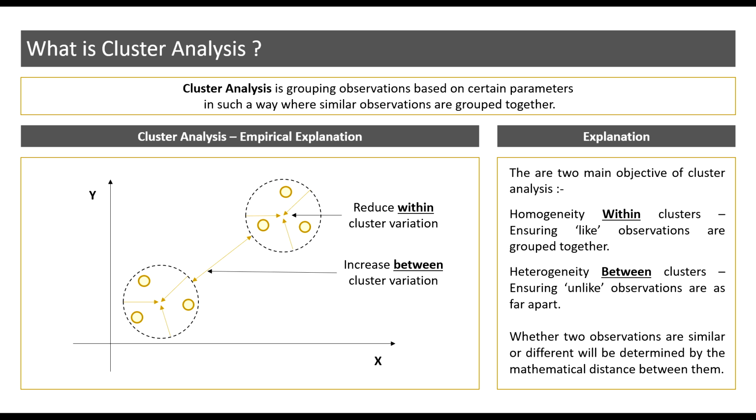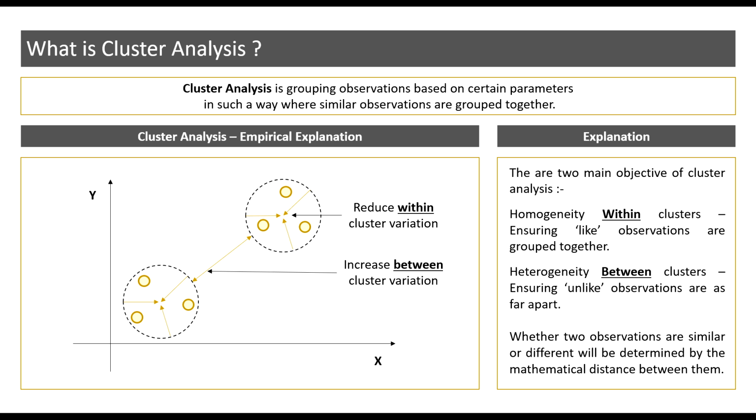Now, between cluster variation means that we are ensuring that there is heterogeneity between clusters. That is, we are ensuring that the unlike observations are as far apart as possible. It is important to note that whether 2 observations are similar or not will be determined by the mathematical distance between them.